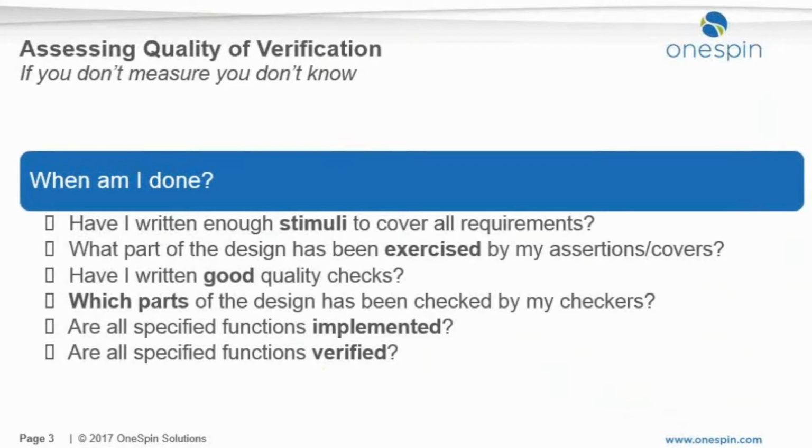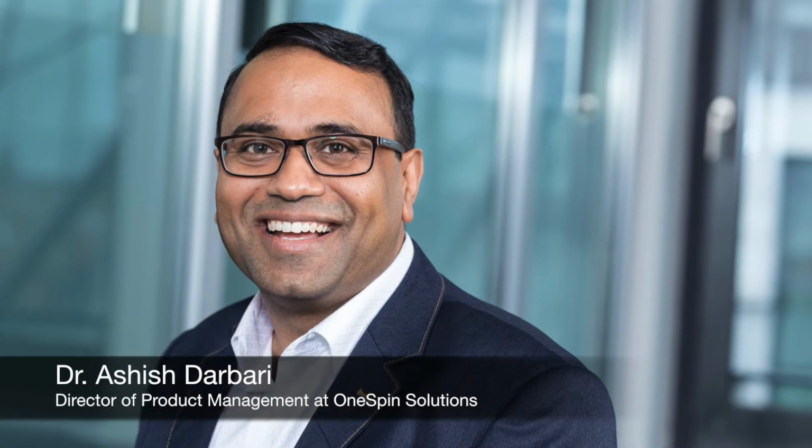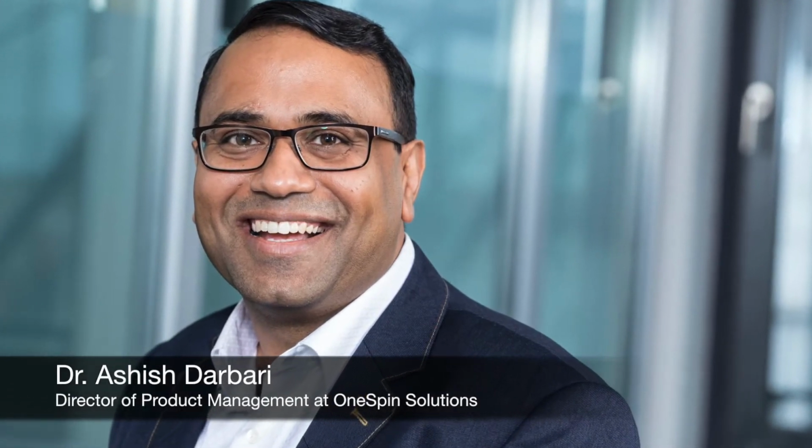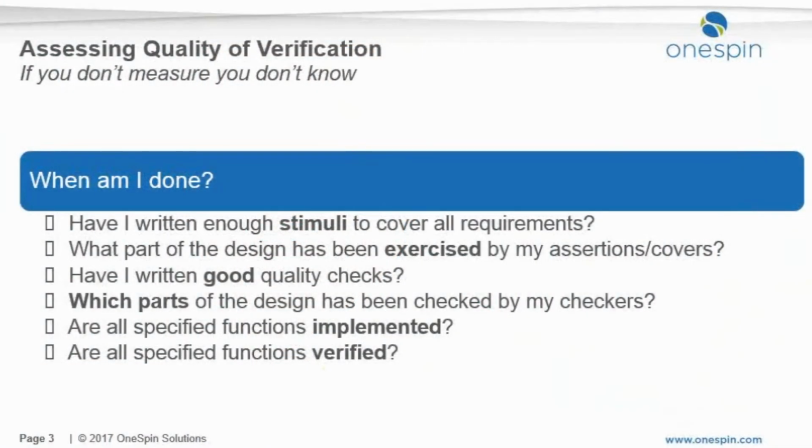What part of the design has been exercised by my assertions and covers? So I'm assuming in this context you're using formal verification, but some of these or all of these are relevant to other forms of verification too. Have I written good quality checks? What does quality mean? Which parts of the design have been checked by my checkers? And are all specified functions implemented? Or have I forgot to implement certain features or functions? And are all specified functions verified?